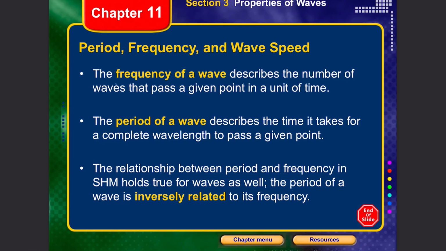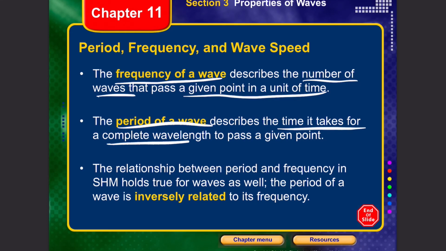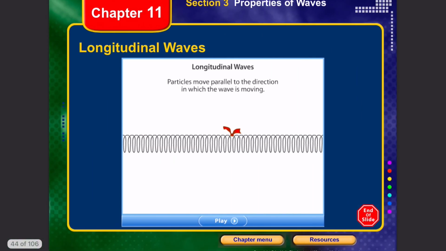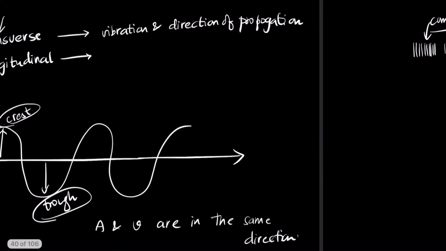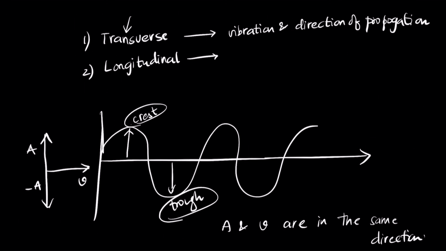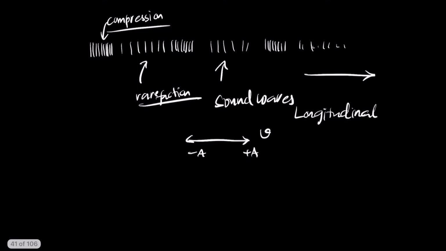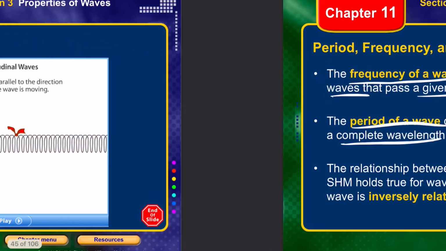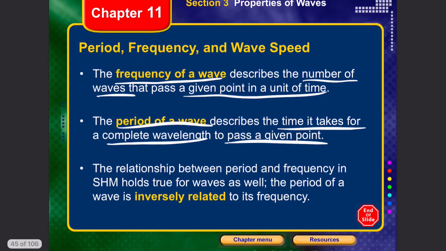Again, what is the frequency of a wave? The frequency of a wave tells you the number of waves that pass a given point in a unit of time. The period of a wave is the amount of time it takes for one complete wavelength to pass a given point. So what is a wavelength? A wavelength includes one crest and one trough. For a sound wave, it includes one compression and one rarefaction.